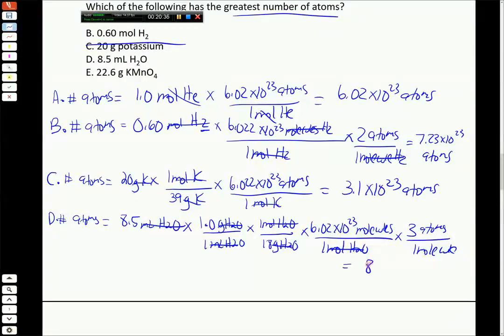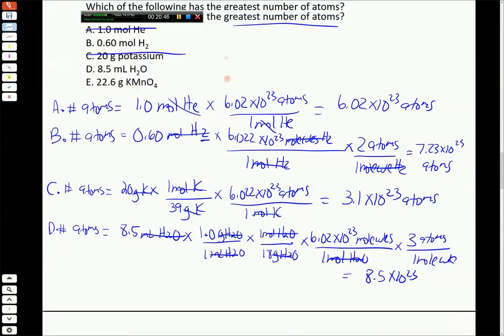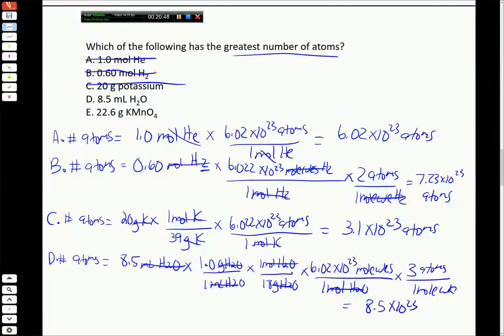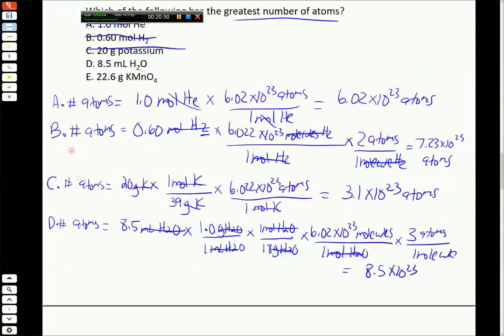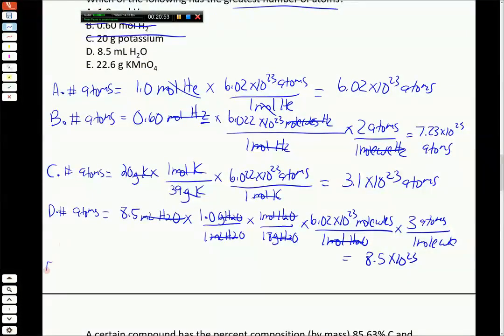And this one we get 8.5 times 10 to the 23rd. And that looks like the biggest so far: 6.02, 7.23, 3.1, 8.5. So that's the biggest one so far, so we can eliminate the other answer choice. And we finally have to see what choice E has, how many atoms are in there. This is a good problem because it gave us a lot of practice on using these types of conversions, and they're all a little bit different in this case.